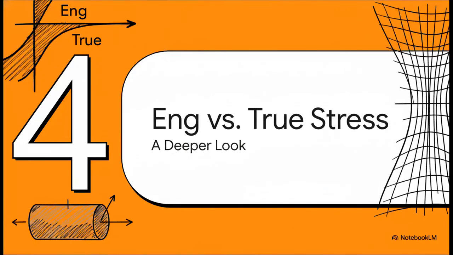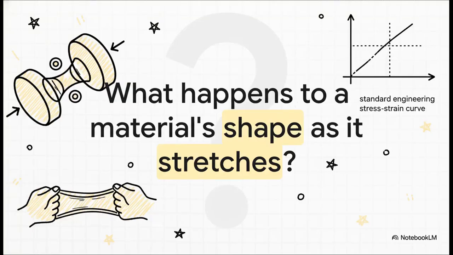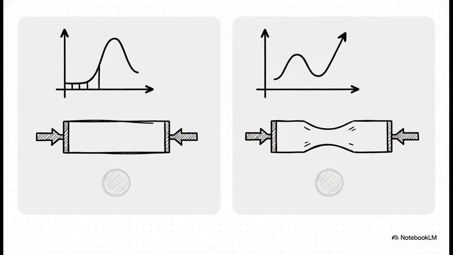Okay, so now it's time for a little pro-level insight. The typical stress-strain curve we've been looking at, what we call the engineering curve, well, it doesn't actually tell the whole story of what's happening inside the material. I mean, just think about it for a second. As we're pulling on that piece of metal and it starts to neck down, what is actually happening to its cross-sectional area? It's getting smaller, right? The standard engineering curve completely ignores that fact. And that's the whole difference.